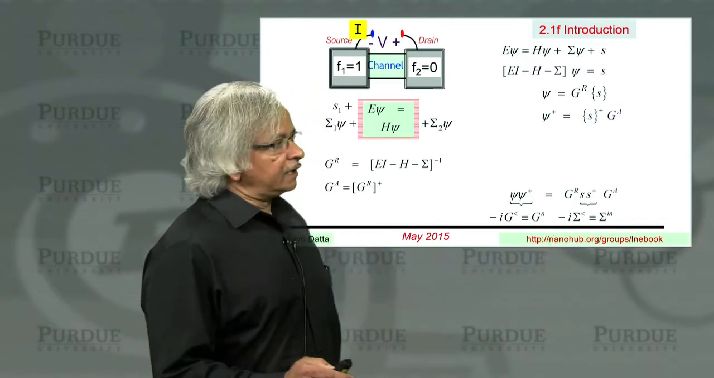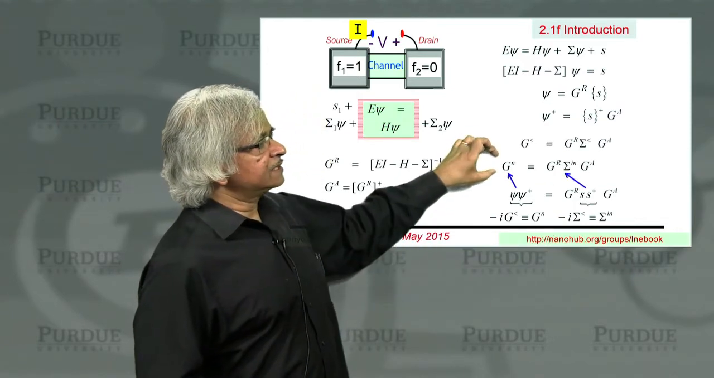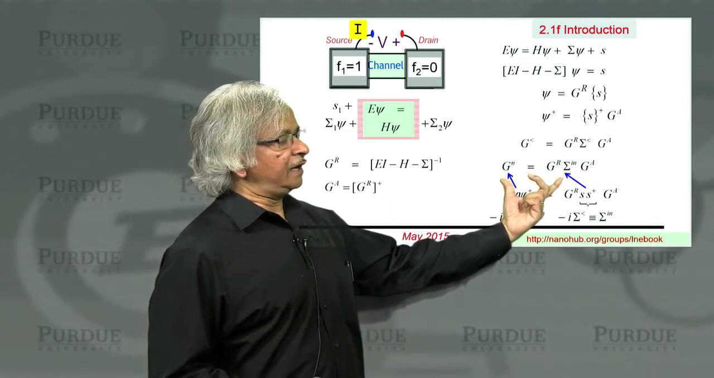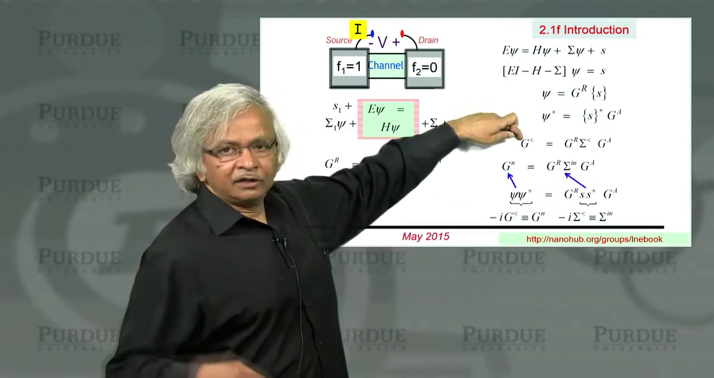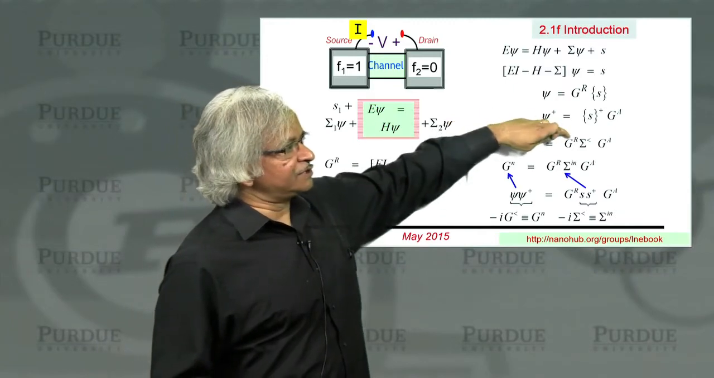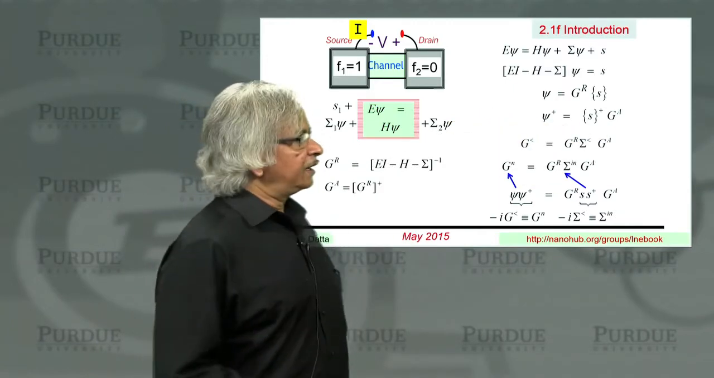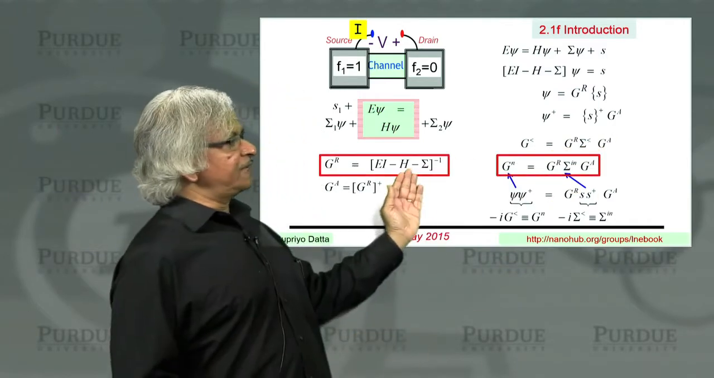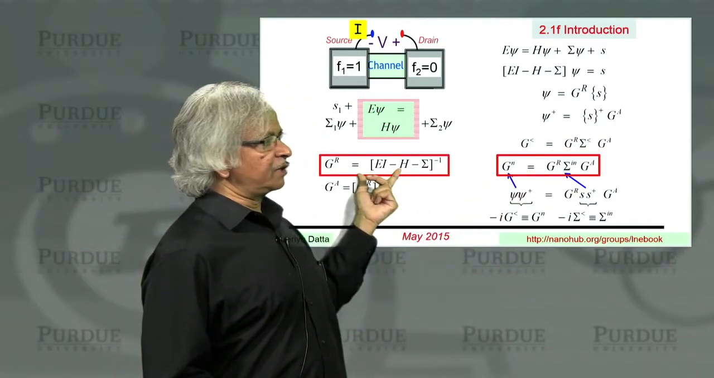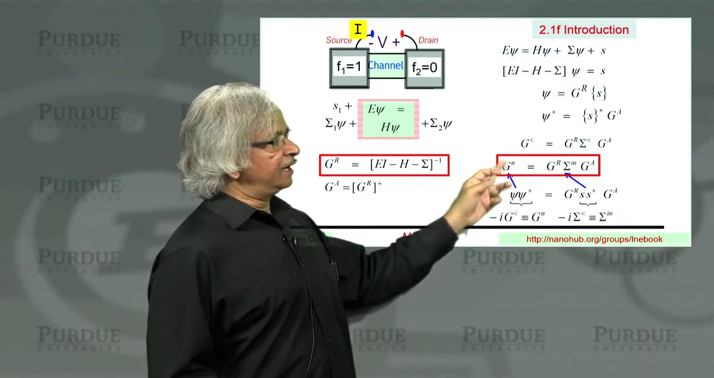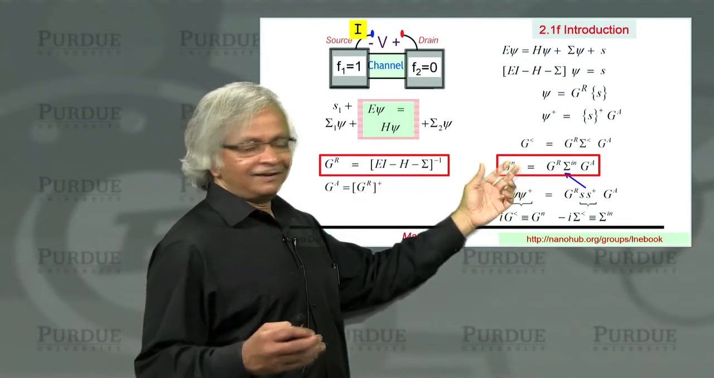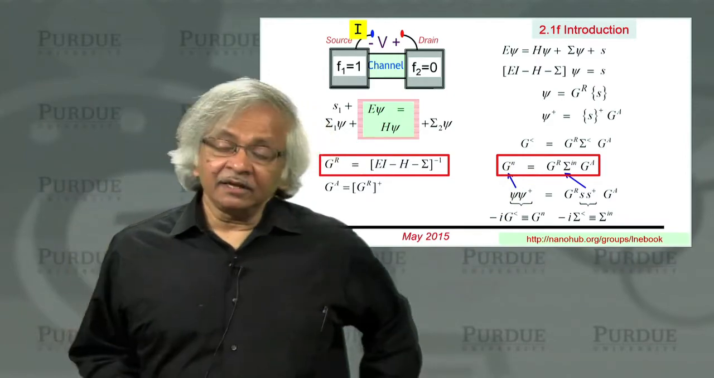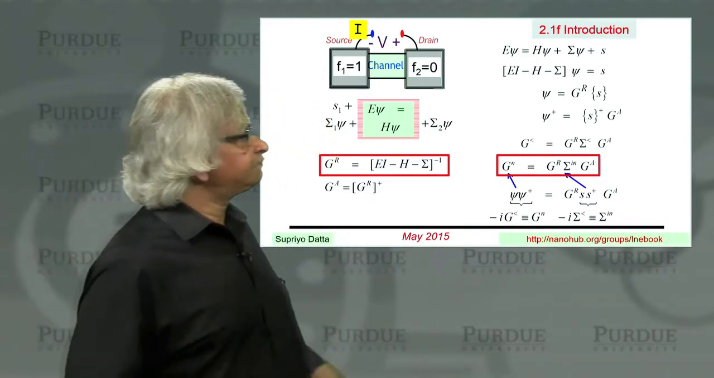Okay. Now, from here then, we get this equation Gn equals Gr sigma n Ga. Or in the other notation, G less equals Gr sigma less Ga. And these are the basic NEGF equations. This equation for the retarded Green's function and this equation for this Gn, which is like the number of electrons, the operator that represents the number of electrons.